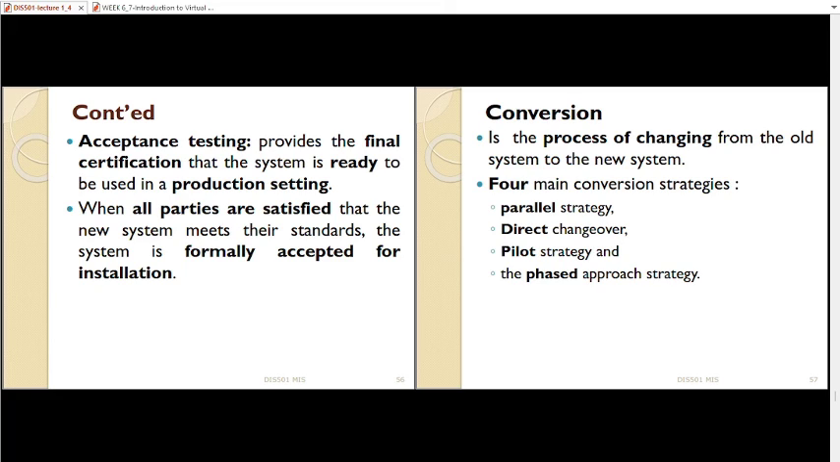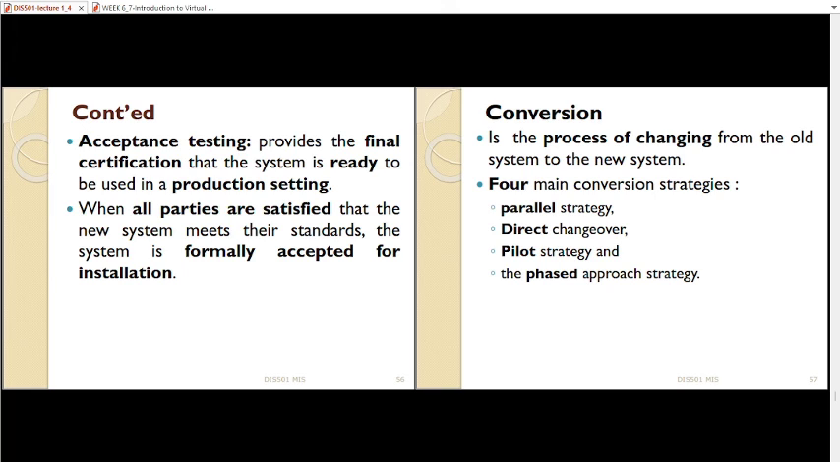Or we can have a direct changeover where we immediately cease using the old system, we are now using the new one. Or we can have a pilot strategy or a phased strategy. What we basically do is that we can decide to implement this in a different branch. We say, since we have 3 branches, let this branch run the new system so that we can see how it operates, or let this department first begin using that system and see how it fares, and so on.